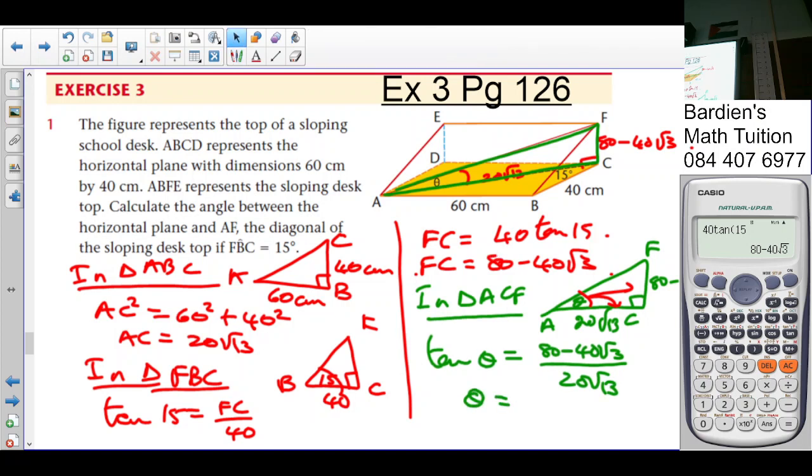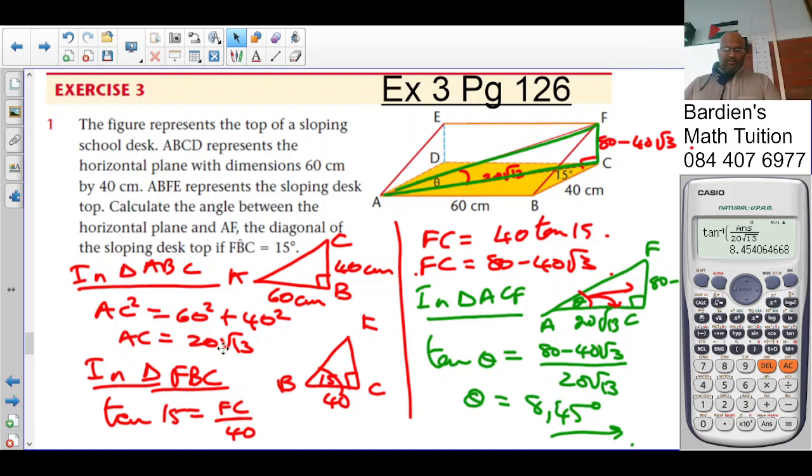Arctan thereof. So arctan, shift tan, whatever you call it, of the last answer calculated over 20 root 13. Excuse me, 8 comma 4. Is that correct? Is that right? Yeah, okay. Thank you. Let's carry on.